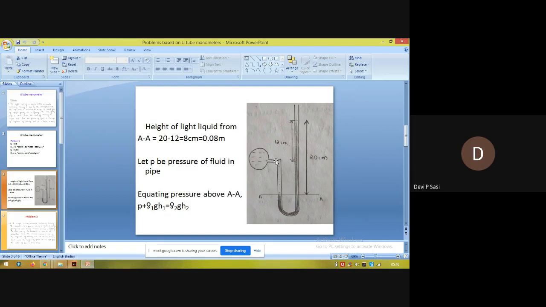So you can see that from the center of the pipe, it makes 12 centimeter below the level of mercury. The difference between the center of the pipe and the mercury level is 12 centimeter. So between the pipe and the mercury level, the length is 12 centimeter. Okay, it is 12 centimeter.